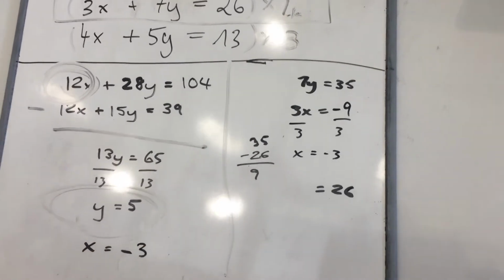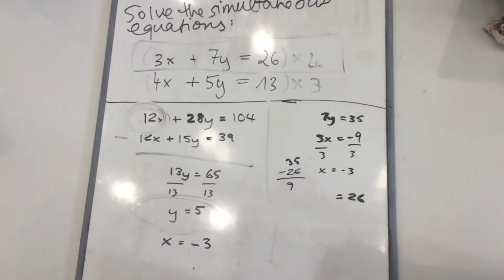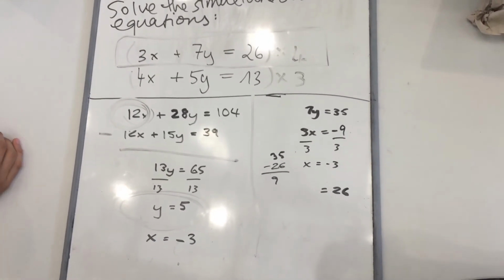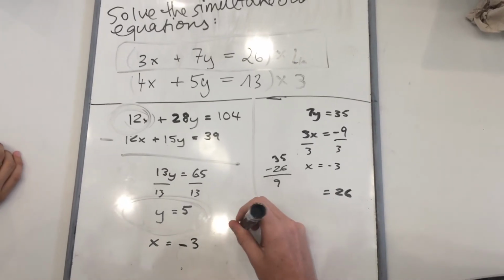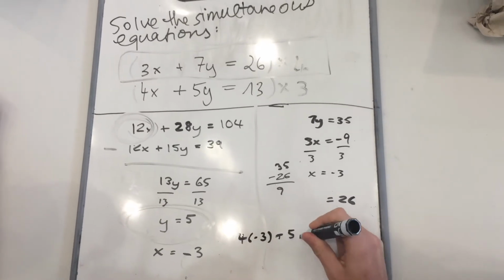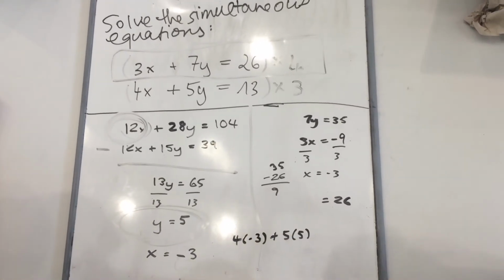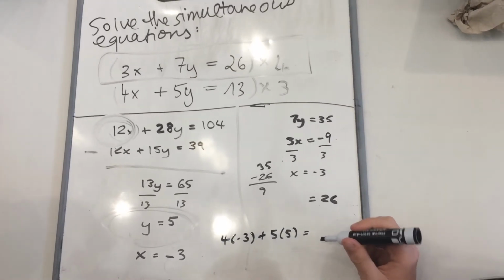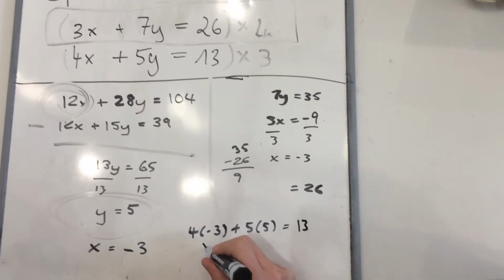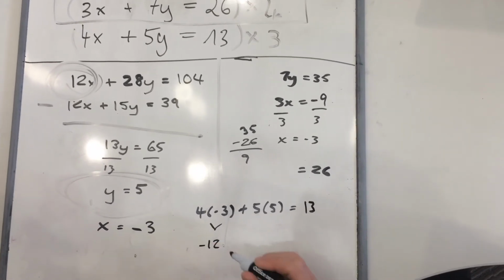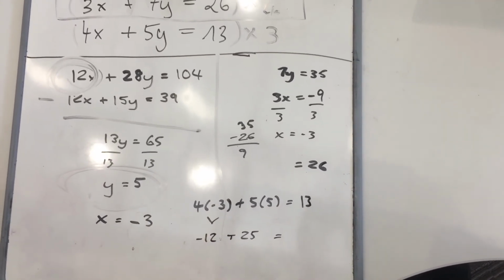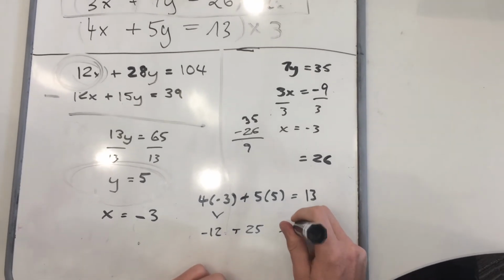3. And just to make sure you've got the right solution, you have to check it with the other equation. He'll just walk you through that. So, we can do 4 times negative 3 plus 5 times 5, and that's going to equal 13. So let's walk through it. 4 times negative 3 is minus 12. And then we're going to be adding 25. And when you add those two together, you will get the number 13.